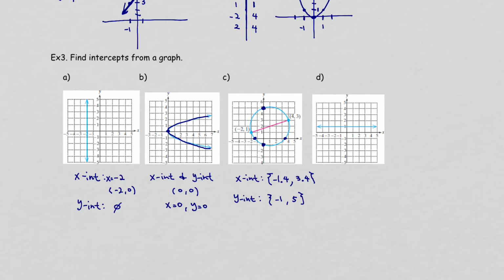This is the graph. You have a horizontal line and it looks like it meets when y equals 1. So your y-intercept is going to be y equals 1 or (0, 1), right? Your x-intercept will be none because that line will never meet your x-axis.